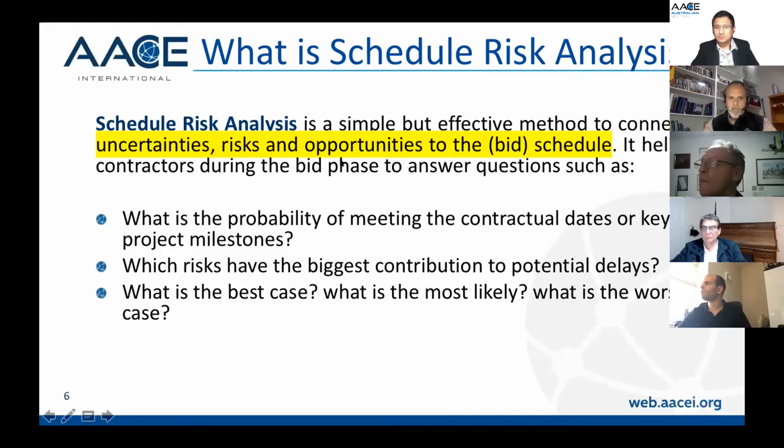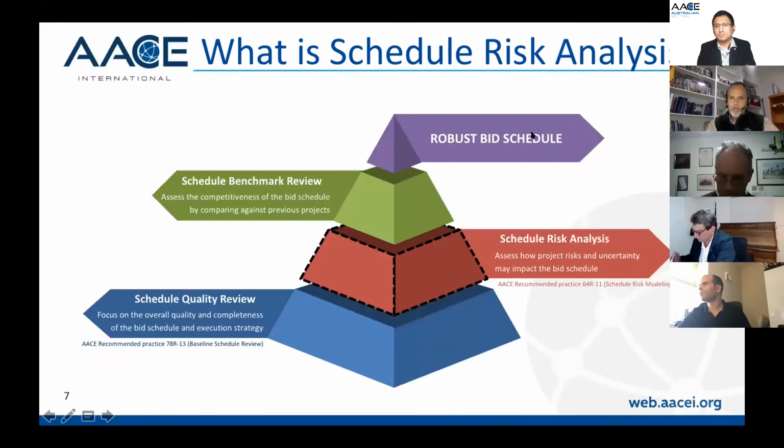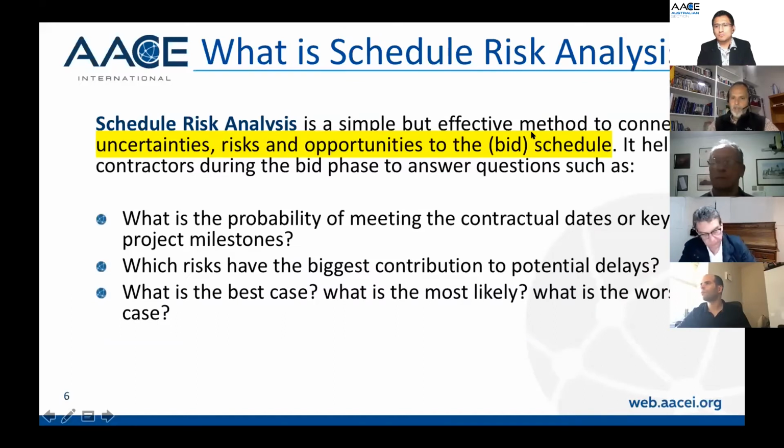So what we can see is that schedule risk analysis is just a simple and effective method. What we're doing is connecting uncertainties, risks, and opportunities to the bid schedule. And then it allows the contractor to answer questions like: what is the probability for us to meet the contract date? What is the probability that we can meet some of the key milestones or project milestones? Which risk has the biggest contribution to potential delays? What is the best case? What is the most likely? What is the worst case? And for me, that's all information that, if you are part of an organization, you would like your project team to be able to answer.